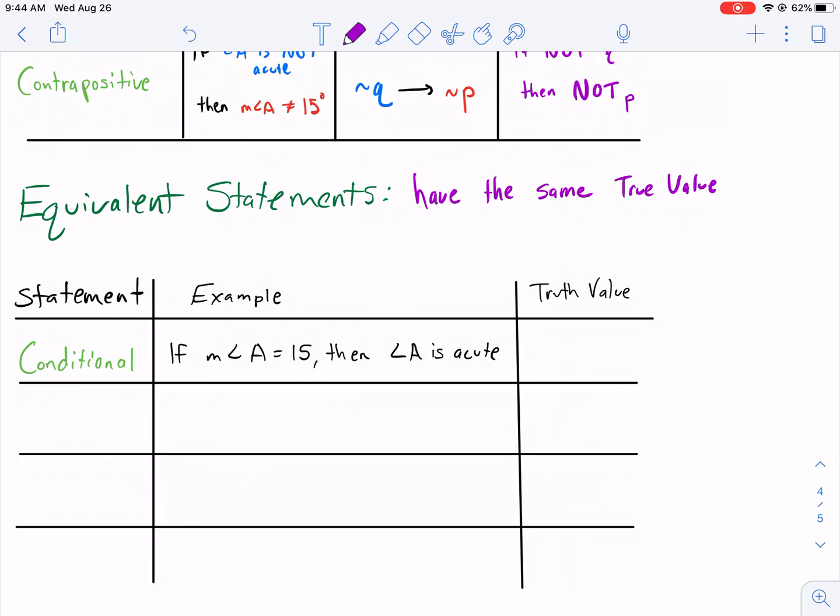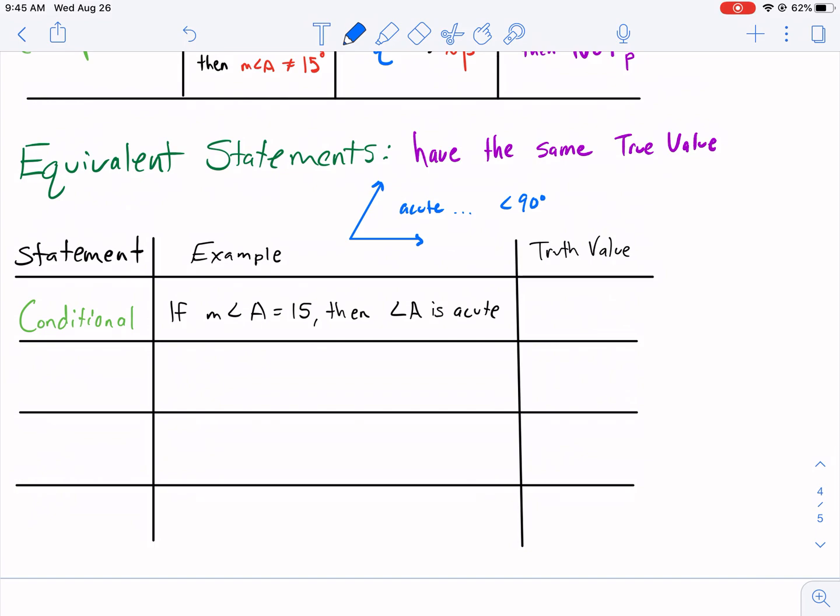Now, 15 degrees. Well, let's do a quick recap of acute angles. Acute angles we know are less than 90 degrees. So acute equals less than 90 degrees. So here's 90 degrees. It's got to be less than 90 degrees. It can't be equal to it. So acute means less than 90. Now, if measure of angle A is 15 degrees, then angle A is acute. That is true because it's less than 90 degrees. That is a true statement.